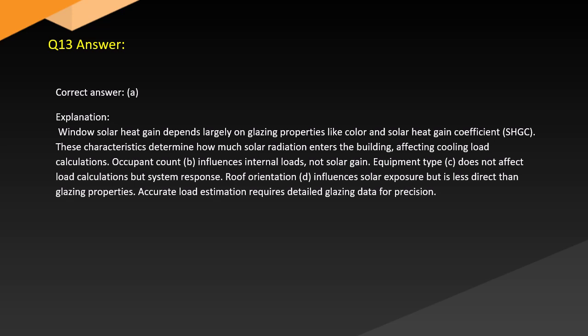B, occupant count, influences internal loads, not solar gain. C, equipment type, does not affect load calculations, but system response. D, roof orientation, influences solar exposure but is less direct than glazing properties. Accurate load estimation requires detailed glazing data for precision.